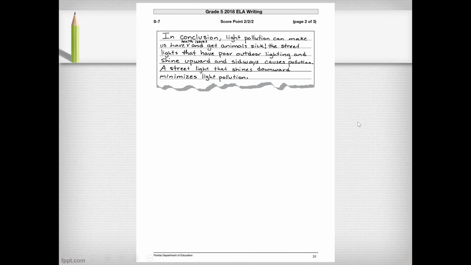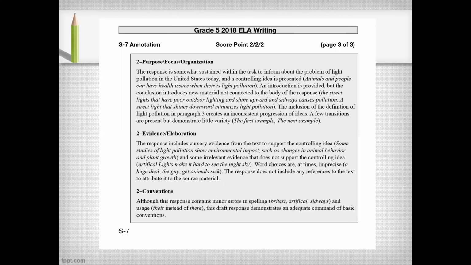Thank you. So we are starting to feel a little bit more of that loss of control. This is considered probably a high 2-2-2, but you are starting to see a little bit more of the student trying to do it versus doing it adequately. So again, there is a range within each score point. You can have a high 2 and you can have a low 2. This is one of the higher 2s.